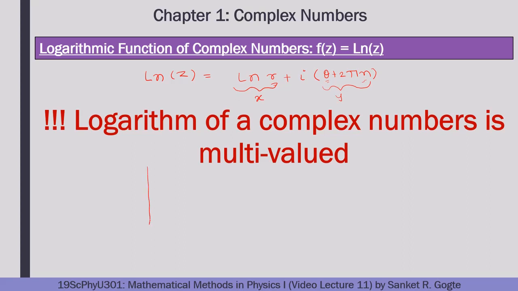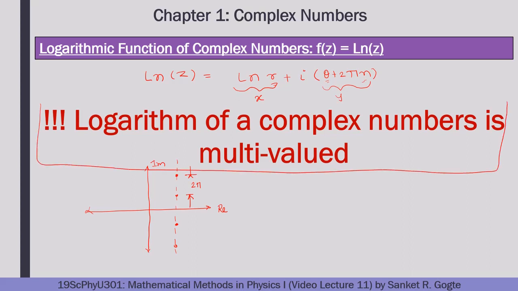They will be lying on different points in the complex plane, and they will be lying in this way. Suppose this is the Argand diagram, this is the real axis, and this is imaginary axis. Then all these infinitely many values of log fall on this line, which is parallel to the imaginary axis, and they are in such a way that any two adjacent points have a distance of 2 pi between them. And keep this fact in mind, that log of a complex number is multivalued. There are infinitely many possibilities for log of the same complex number.